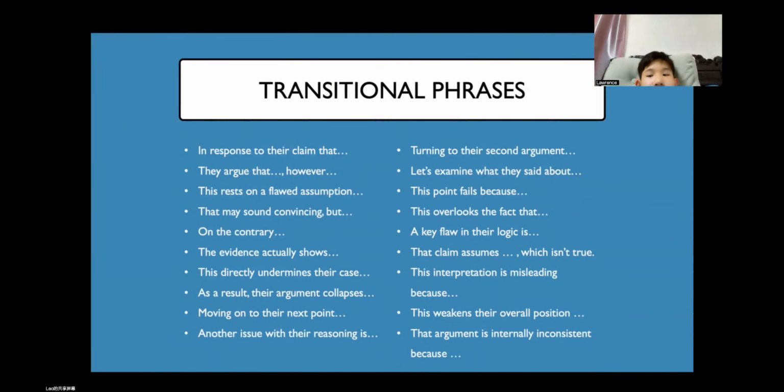Now we'll move on to the transitional phrases. I'm not going to explain all of these, you can take a picture or screenshot and send it to the group.